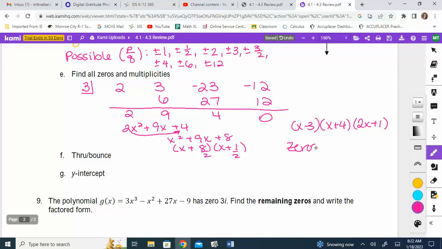Then what are the zeros? Negative 4, negative 1/2, and positive 3. Were all of those on my original list? Yes. Okay, through or bounce. They all have a multiplicity of 1. 1 is odd. Through all.